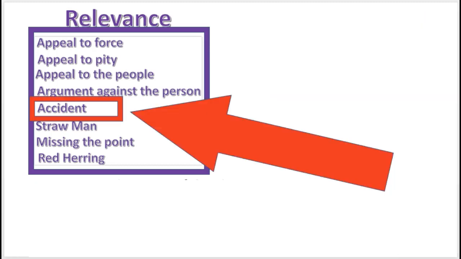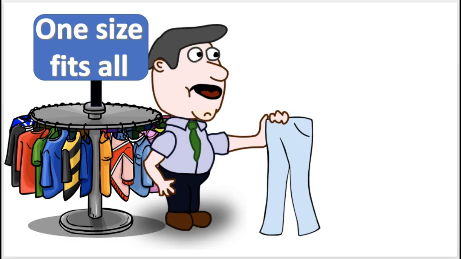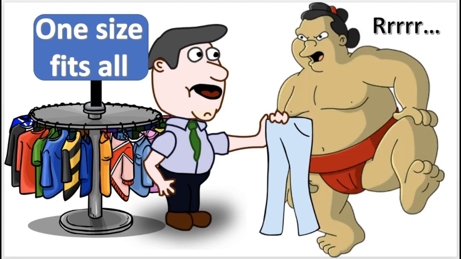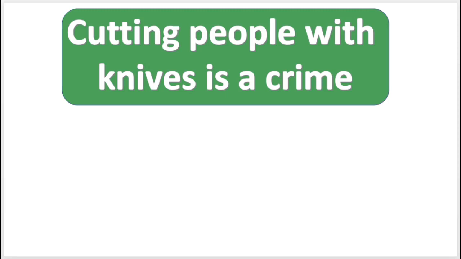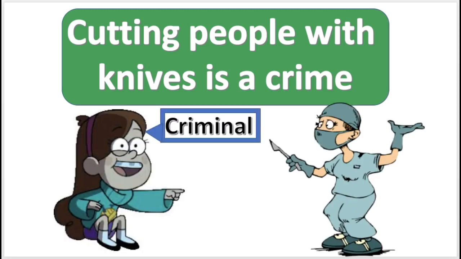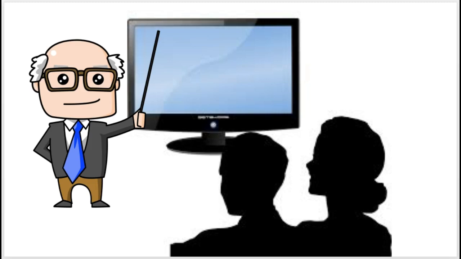Now, the accident fallacy occurs when an arguer applies a general rule to a specific case that the rule was not intended to fit. Again, it's a general rule misapplied to a specific case. Now, the following illustration will provide an example.